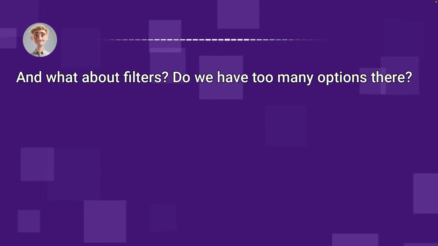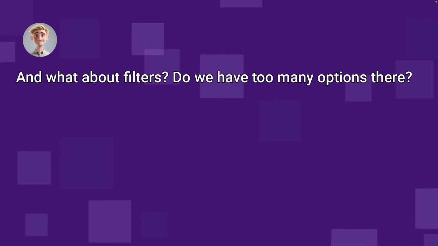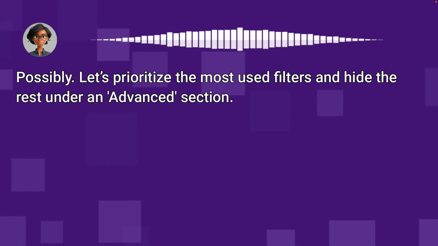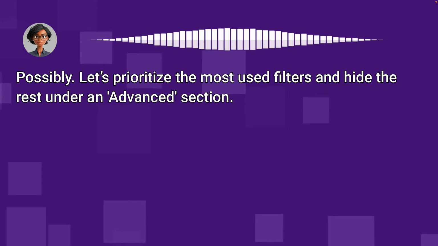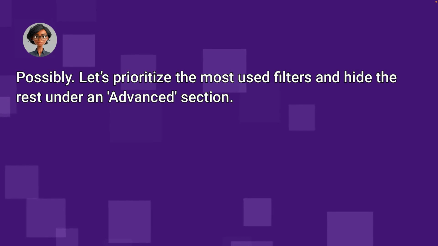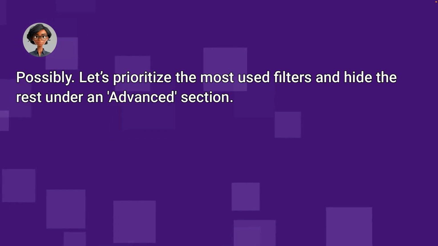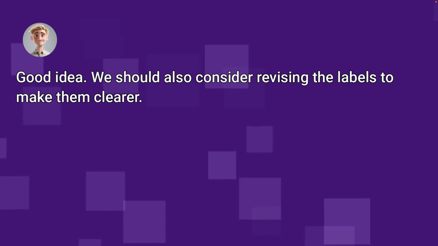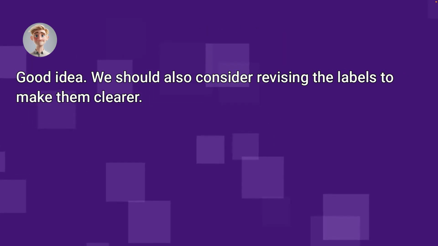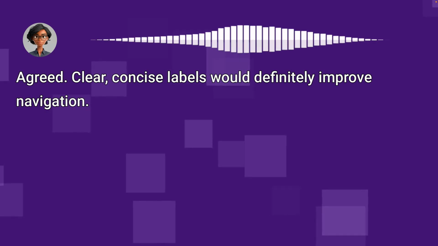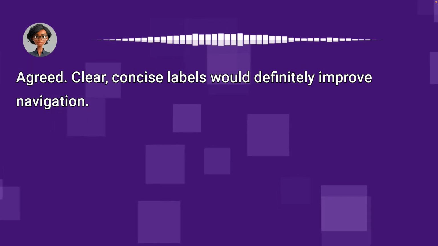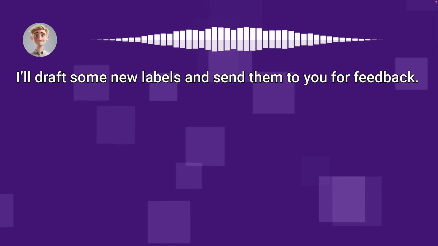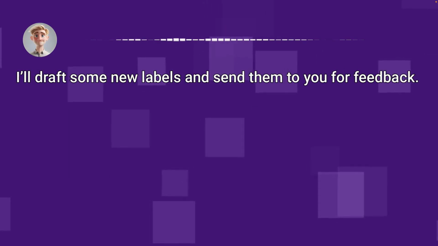And what about filters? Do we have too many options there? Possibly. Let's prioritize the most used filters and hide the rest under an advanced section. Good idea. We should also consider revising the labels to make them clearer. Agreed. Clear, concise labels would definitely improve navigation. I'll draft some new labels and send them to you for feedback.